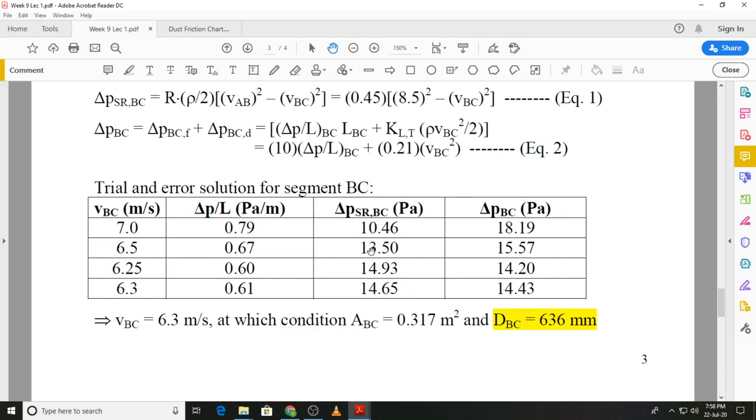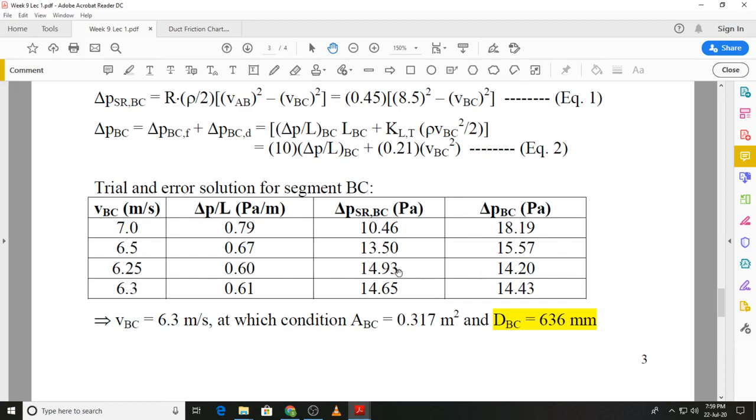As a result, we again have different values of the static regain and the pressure drop, and they are now closer. However, the value of the static regain is still on the lower side, and we can further reduce the velocity. So we make a third guess of 6.25, and this time you can see that the static regain value becomes slightly higher than the delta P value for the duct run.